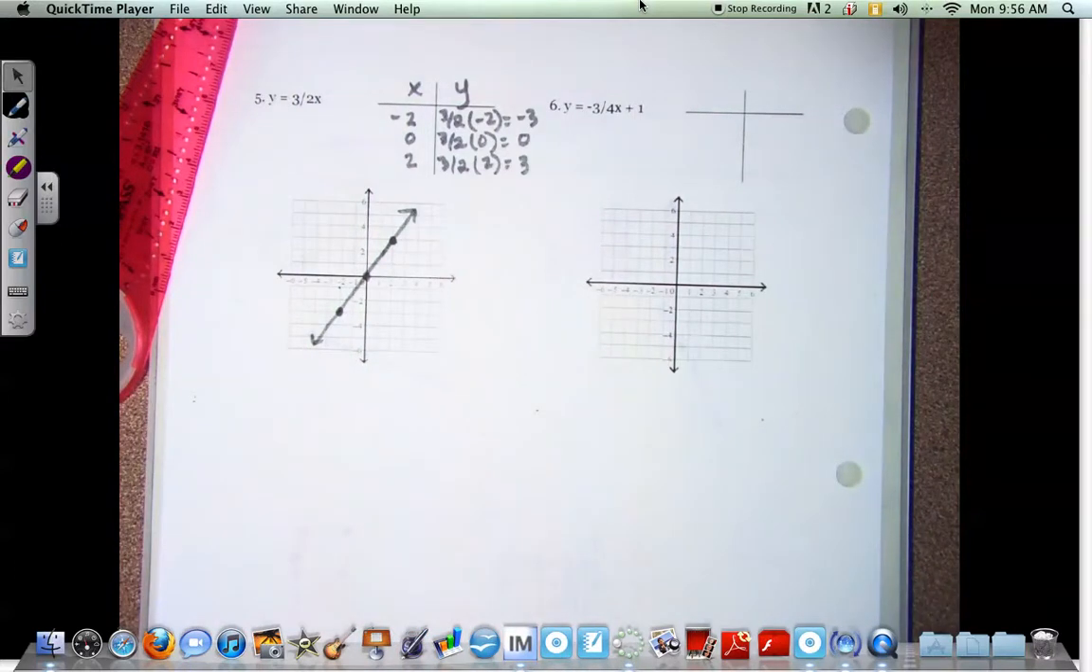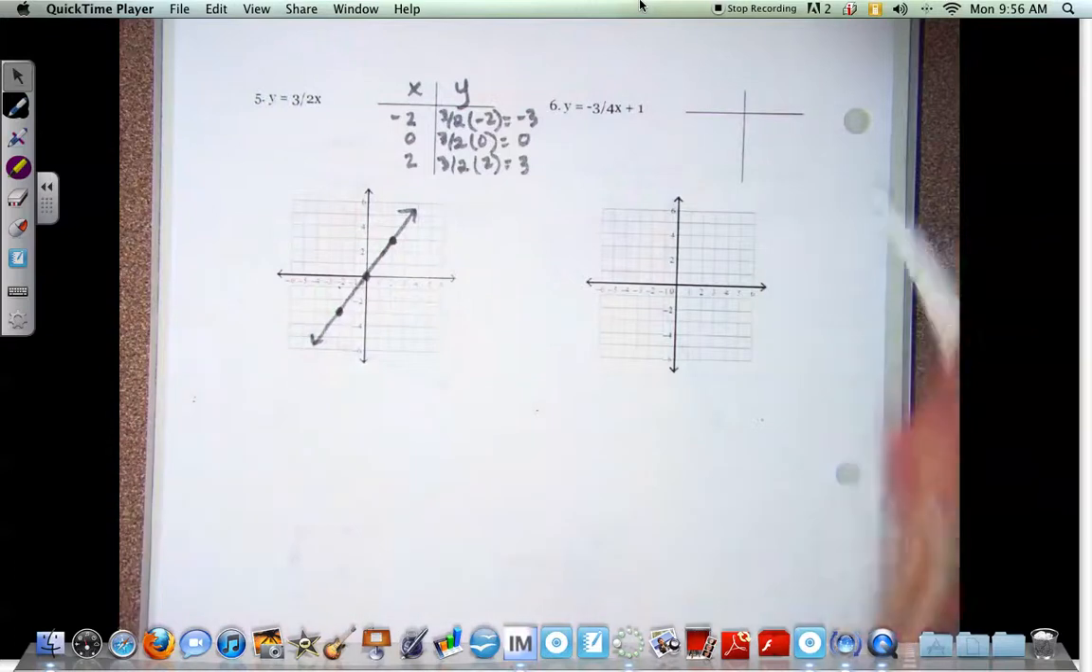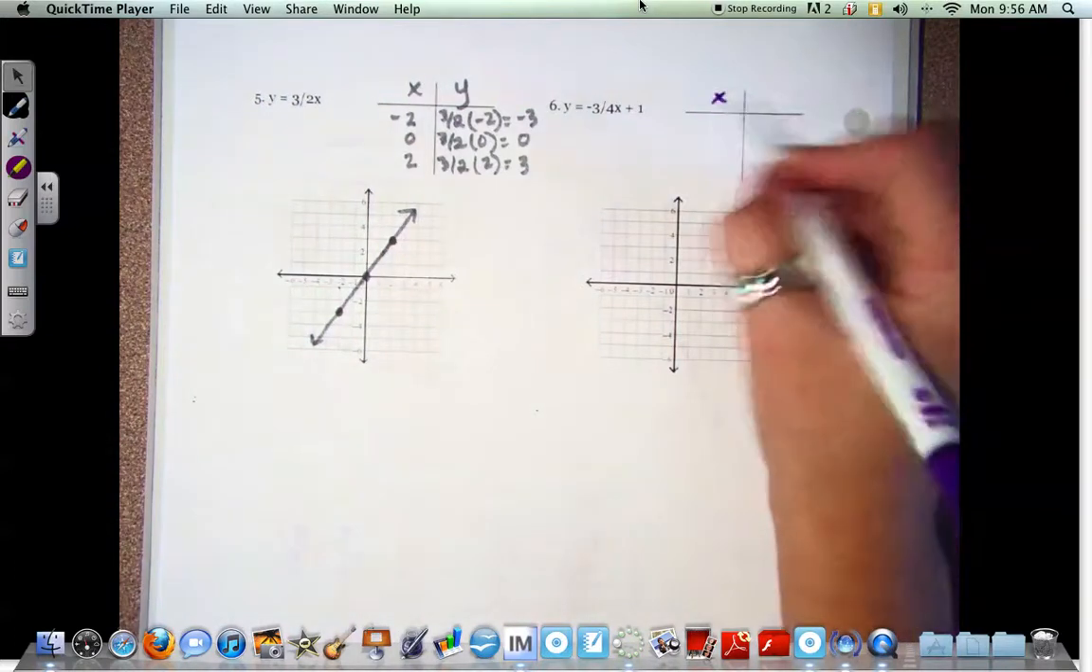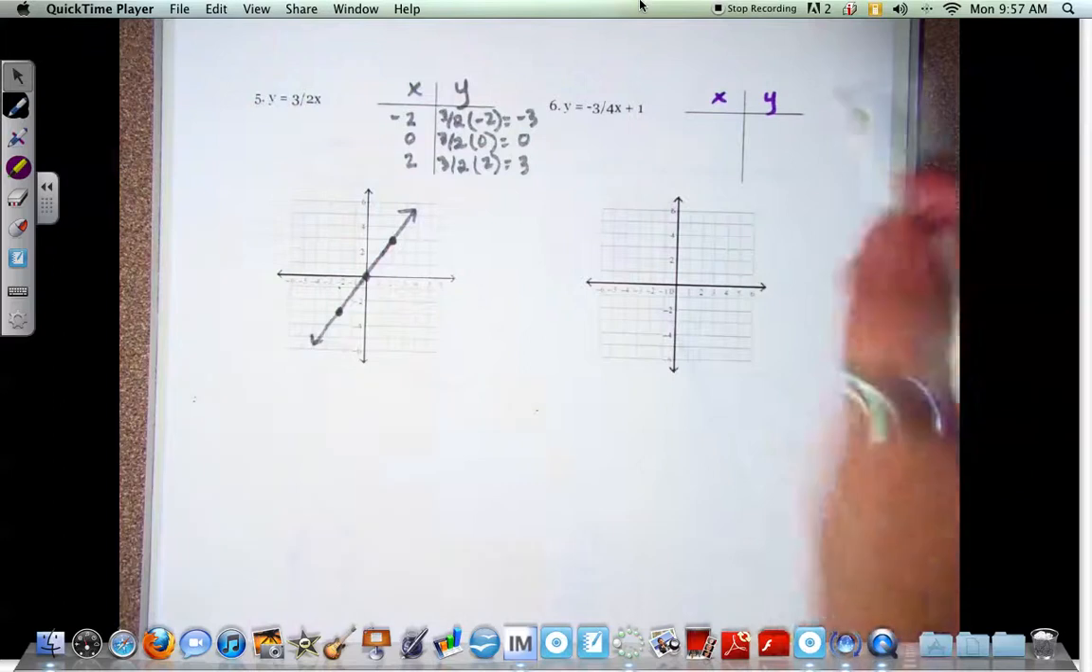Now, one of the things that you should notice is that on my lines, I have arrows at the end. Because the lines don't end. That's the pattern. The line goes on infinitely. It's not going to end. What numbers do we want to choose?